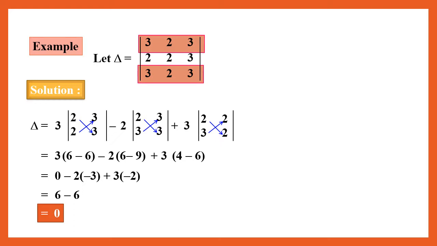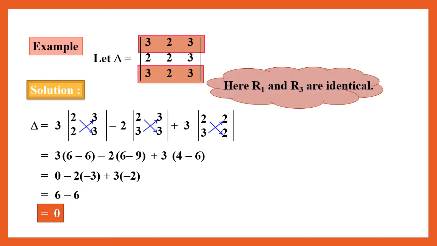And this can be done directly by using property 3. By using property 3, we can see that the first row elements and the third row elements are identical. That is, corresponding elements of first row and third row are same. So directly using property 3, we can say the value of determinant is 0.